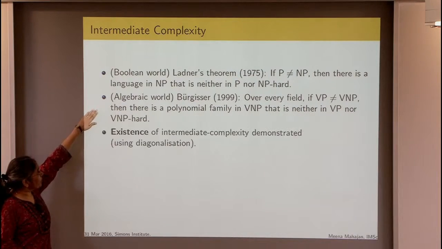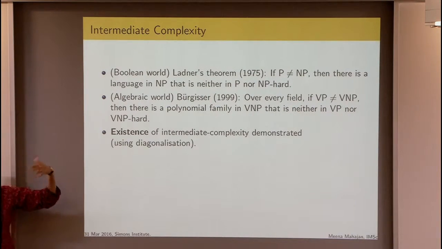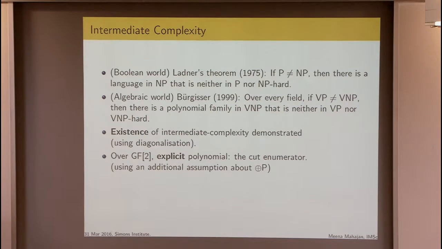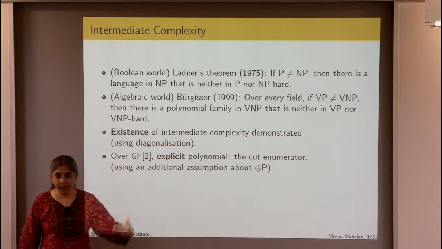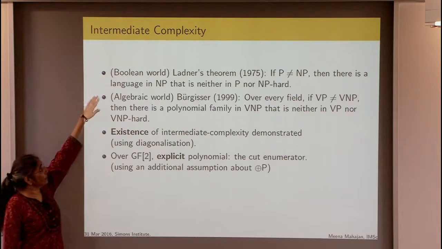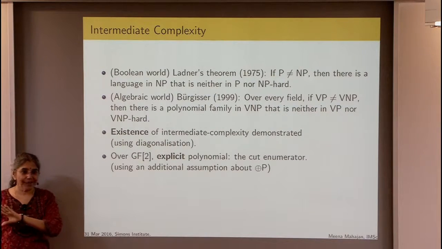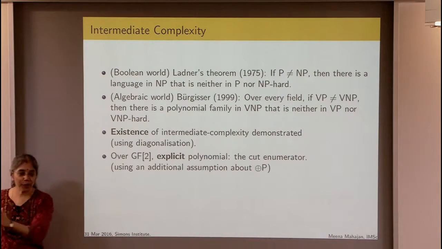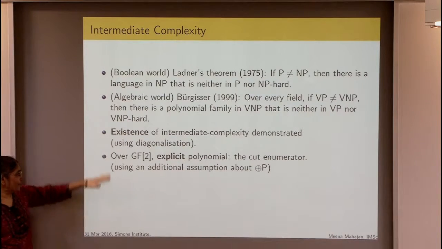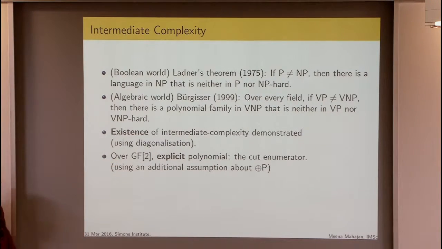But the problem with these two statements and their proofs is that basically the proof demonstrates the existence of such a language or such a polynomial. The existence is demonstrated using diagonalization. So typically the problem which is intermediate is not very explicit, not very nicely defined, whereas the cut polynomial was so explicit. So we don't really have many examples of explicit languages or polynomials that we know are intermediate. Even in the Boolean world, the language that comes out of Ladner's construction is SAT with some holes punched in. So there is a kind of natural looking definition, but where do you punch those holes? That's not easy to describe. Whereas the cut polynomial is very easily described.